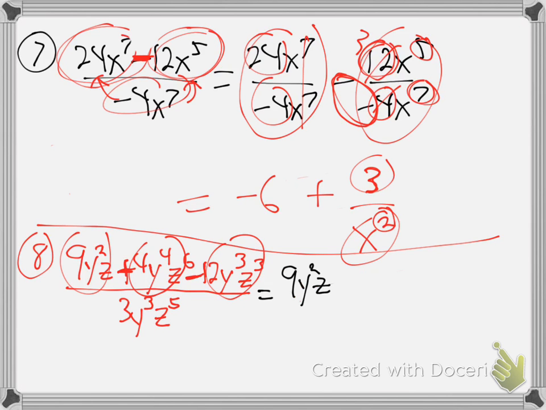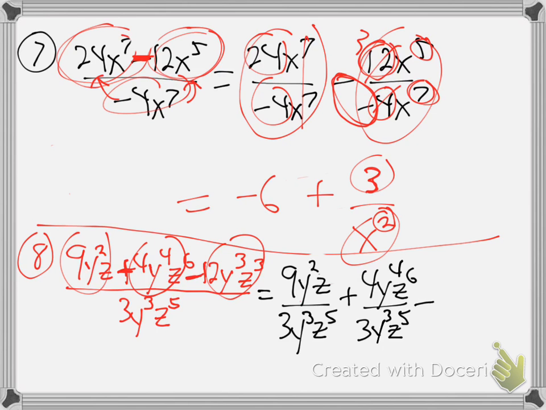9y squared z over 3y cubed z to the 5th plus 4y to the 4th z to the 6th over 3y cubed z to the 5th minus 12y to the 3rd z to the 3rd over 3y to the 3rd z to the 5th. See what's happened there? I just separated into 3. Same denominator, right? Why? Because it was the bottom for all 3. And now just do 3 separate problems.